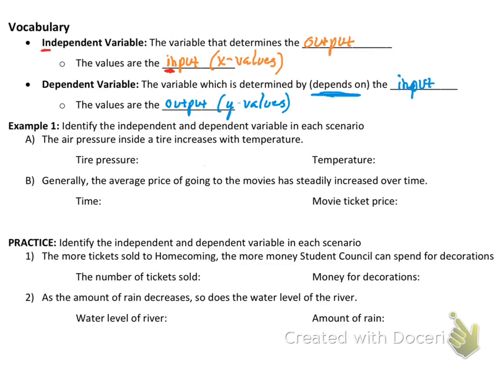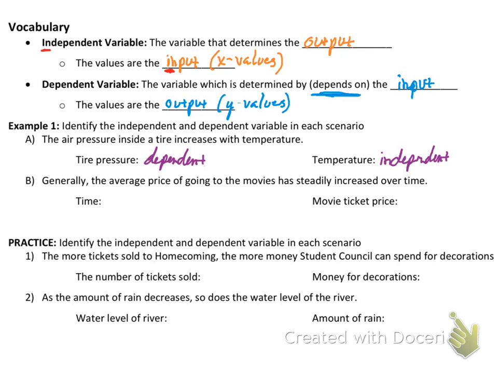Identify the independent and dependent variable in each scenario. So the air pressure inside a tire. The tire pressure increases with temperature. So what you want to ask yourself is, what is dependent? What depends on the other thing? Well, if you notice here, the air pressure inside a tire increases with temperature. So the air pressure or the tire pressure depends, so this is going to be your dependent, it depends on what the temperature is. So the temperature is its independent.